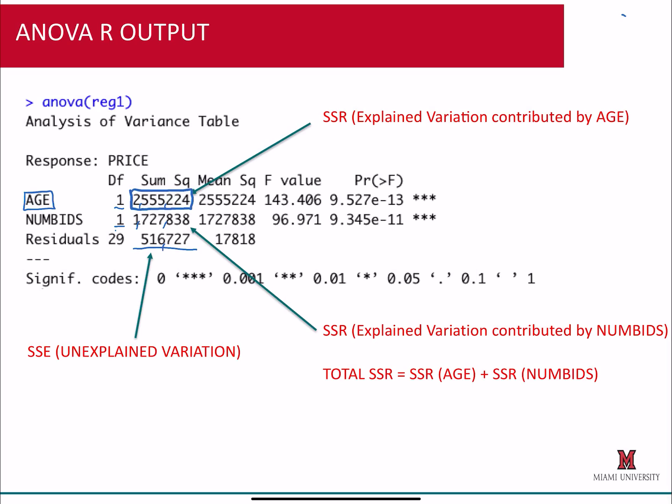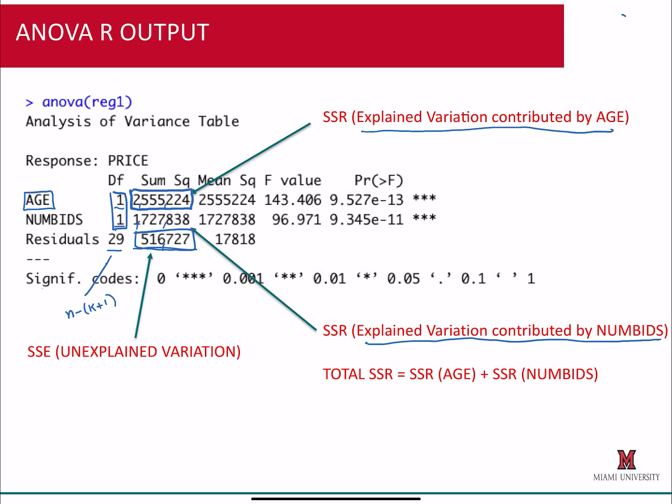Okay, so this is SSR, the explained variation of the variable age, and this is SSR, the explained variation of the number of bidders. So each one of them has its own SSR, and then right below is the SSE value, the unexplained. Now, the unexplained variation has its own degrees of freedom, and remember, these degrees of freedom are going to be the number of observations minus k plus 1. And this up here is the degrees of freedom of the model. Combined, this is equal to 2.